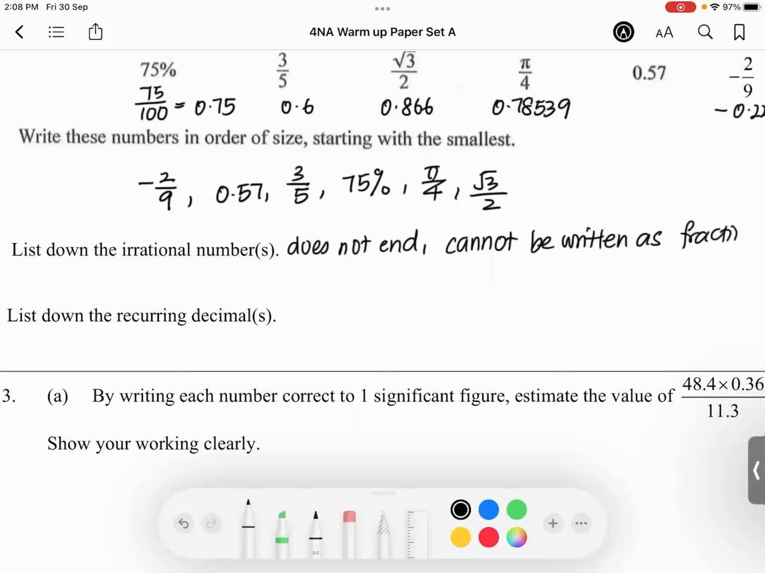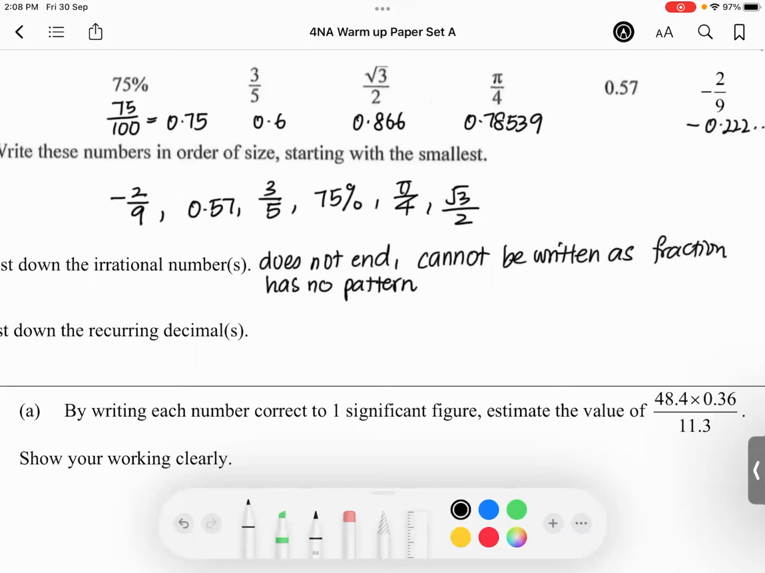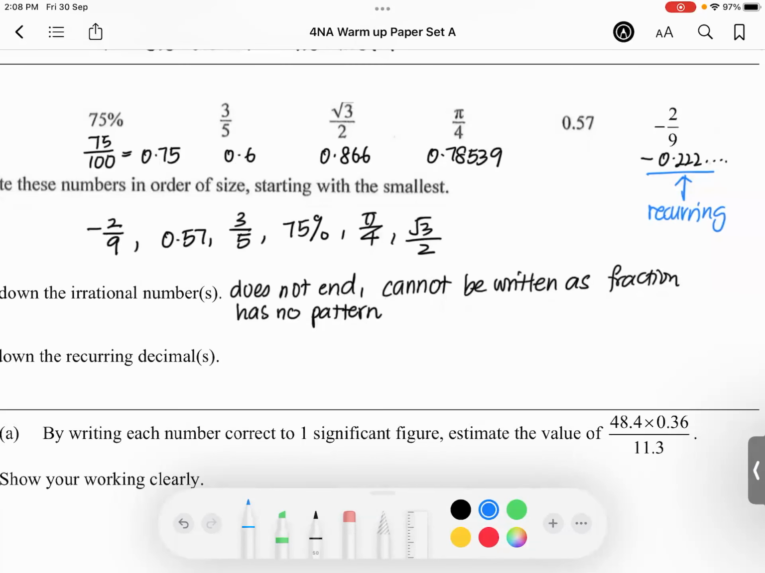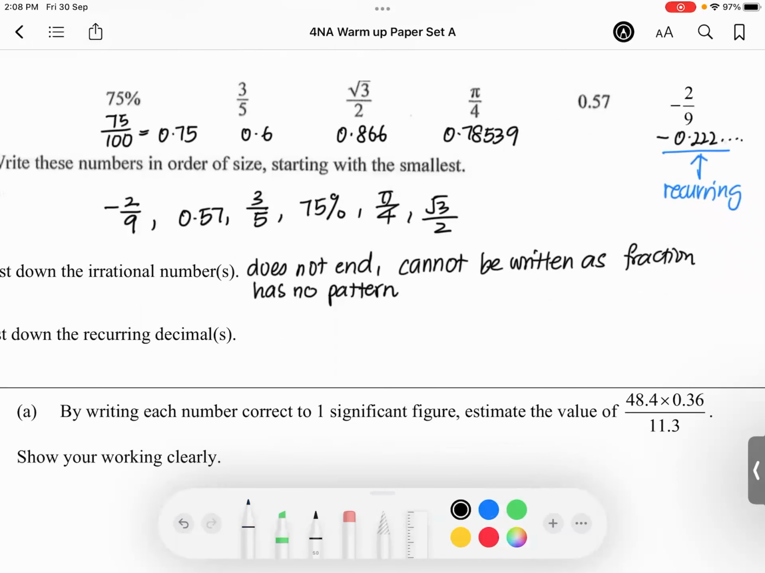Okay, not only that, it doesn't end and has no pattern. Okay, so for the decimal over here, negative 0.222, this number doesn't end, but it has a repeating pattern. So this kind of number that has a repeating pattern will be a recurring number. Okay, a number that repeats itself. So for recurring numbers, we get negative 2/9. This is definitely the recurring number.